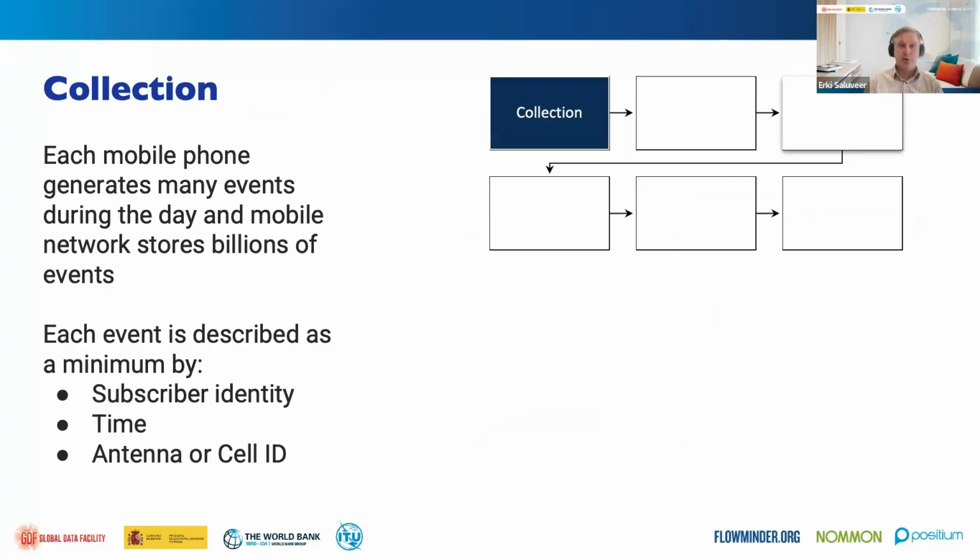What is stored on the mobile network operator side is mainly three attributes. We have some sort of subscriber identity stored, usually a phone number. We have the time of this event, and we have the antenna or cell ID through which the activity was routed.